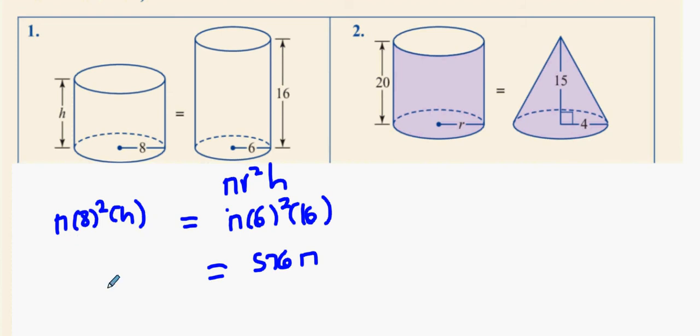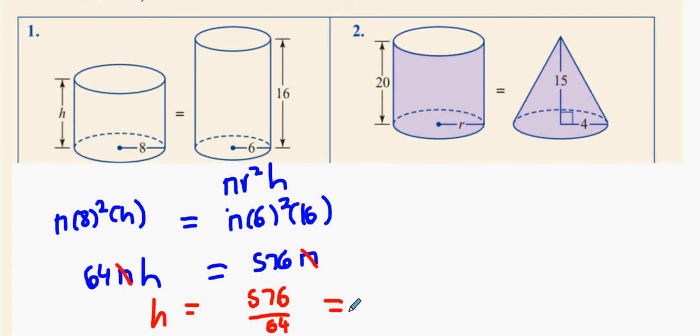And that, does everybody agree that's 64 pi times h? What can I do next? Pi's cancel. And then just divide 576 by 64. And what you get? 9. Have I done anything crazy there? Their volumes are the same. That's it. Right, that's the whole trick. Okay. So let's move on.